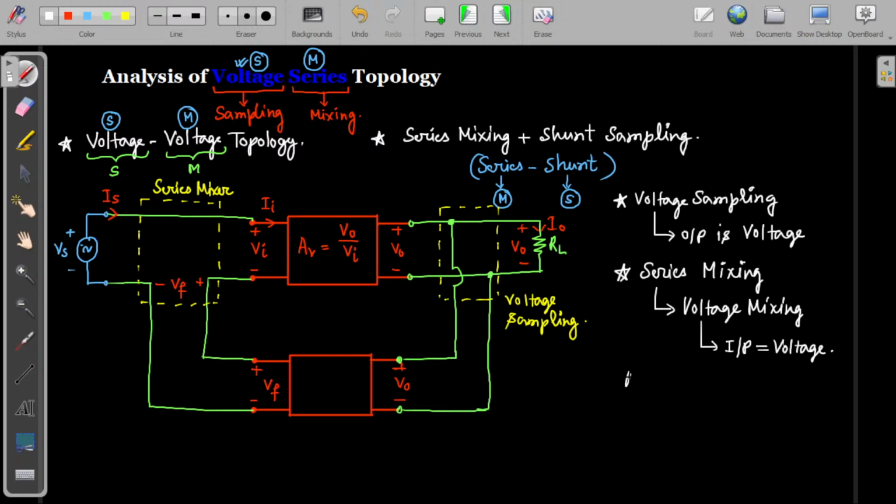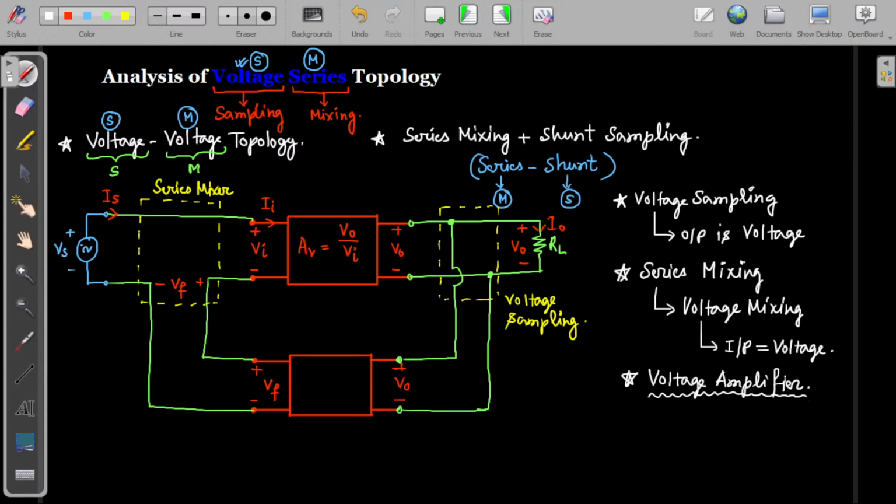So always जहाँ पे आपका voltage series topology होगा वो हमेशा आपका voltage amplifier होंगे. That is a very important thing. So all the voltage amplifiers are connected in voltage series topology. Voltage series topology हमेशा होगा.